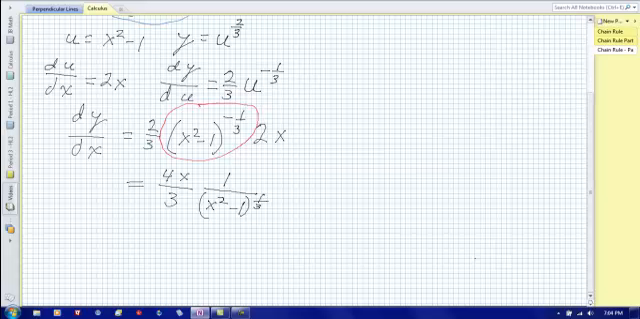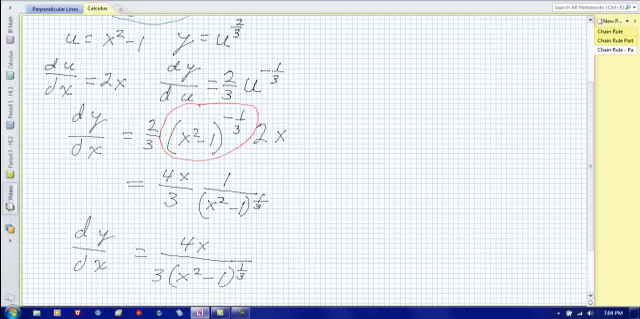Clean this up just a little bit more, and our derivative dy dx is equal to 4x all over 3 quantity x squared minus 1, so we'll put that in parentheses, to the 1/3 or the cube root.